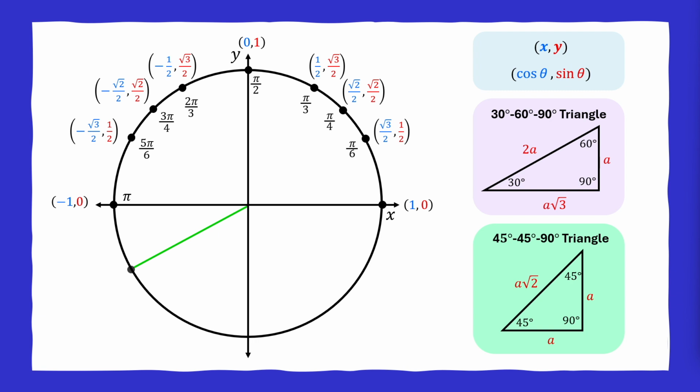At 7 pi over 6 radians, the reference angle is pi over 6. The triangle is positioned in the third quadrant. The x and y coordinates take the same values as in the first quadrant, but are both negative. This results in coordinates of negative square root of 3 over 2 and negative 1/2. At 5 pi over 4 radians, the reference angle is pi over 4, and the triangle is in the third quadrant. Both x and y coordinates are negative, giving coordinates of negative square root of 2 over 2 and negative square root of 2 over 2.